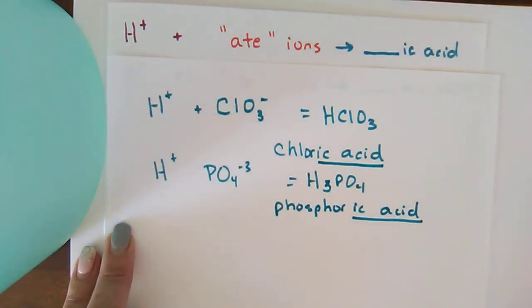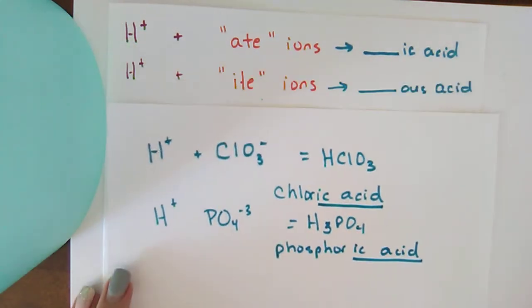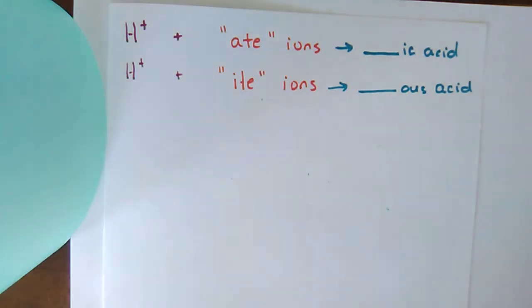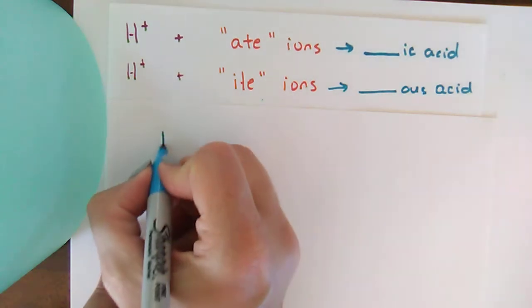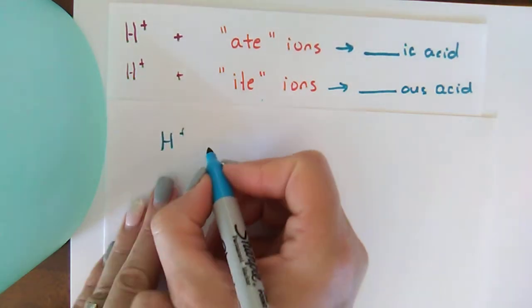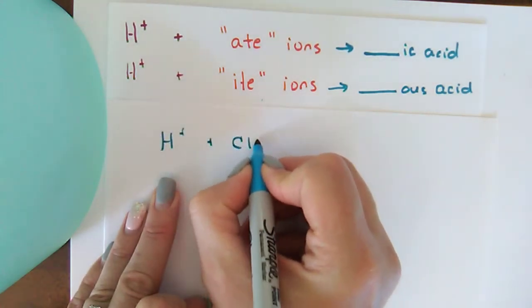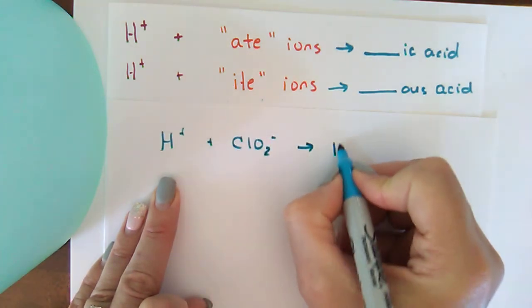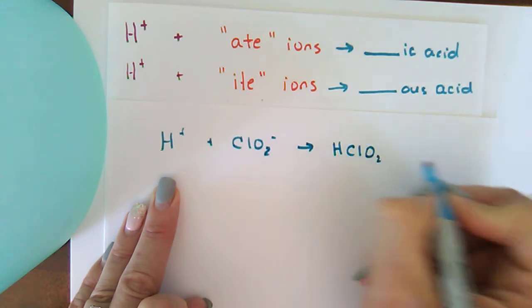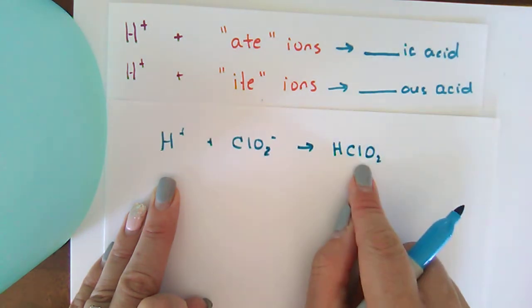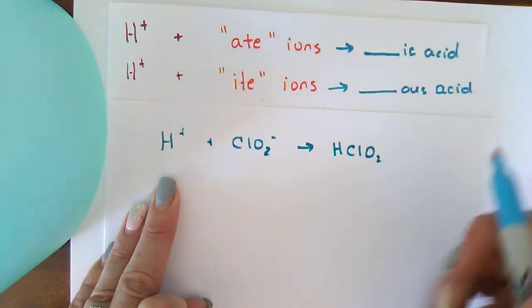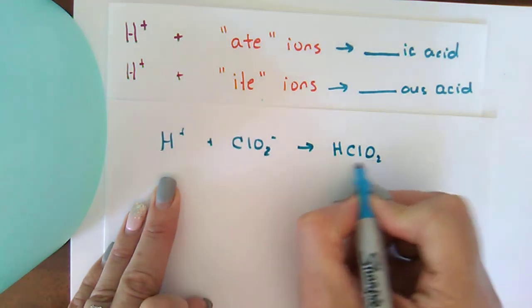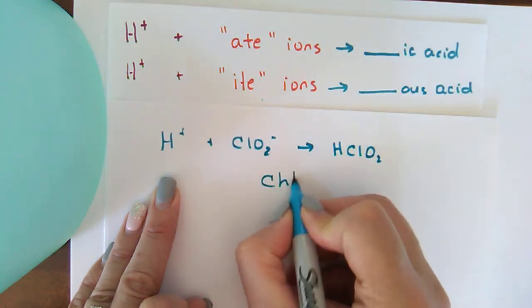How do I name ions if they end then in ite? Well, we would follow the same rules. Hydrogen, for example, if it combines with chlorite, ClO2 -1, gives us HClO2 after our crisscross, hydrogen chlorite. Ite ions become us acids. So this now, based on the root anion, would be chlorous acid.